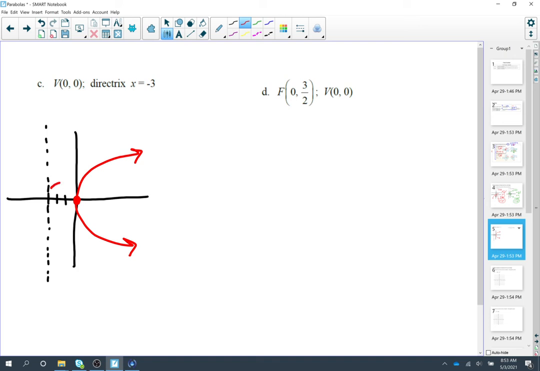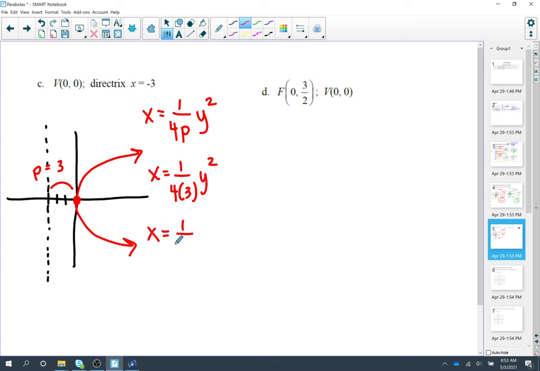If I'm trying to find my p-value, I really only need to know one of these. So this would be 1, 2, 3. And because it's opening to the right, I know we have x equals positive 1 over 4p y squared. If I fill in my p-value, x equals 1 over 4 times 3 y squared. x equals 1 over 12 y squared.